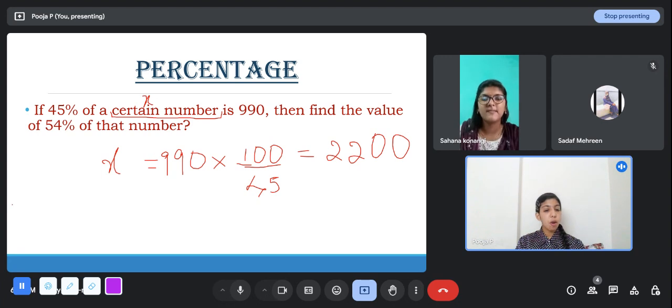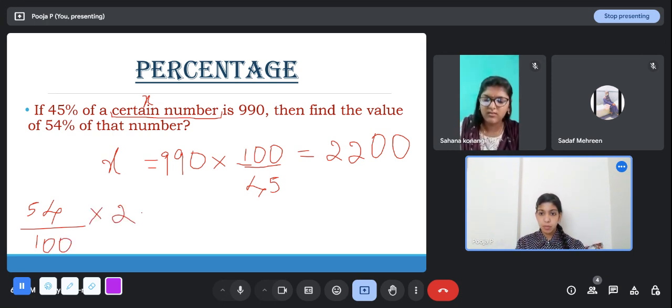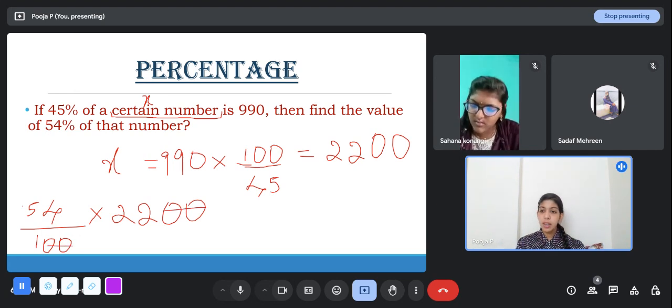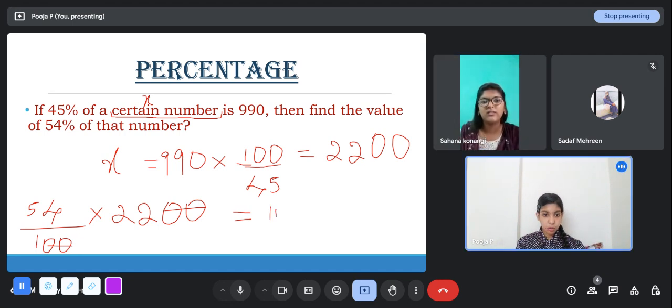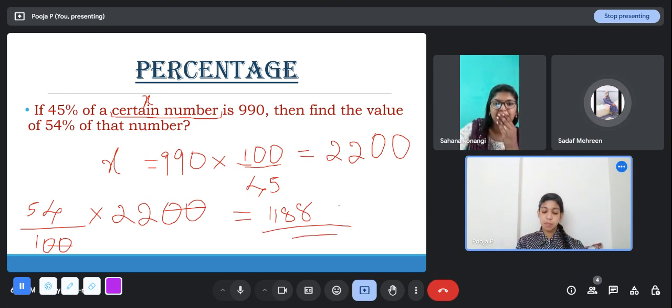So they've asked 54% of 2200. So when we talk 54%, it is 54 by 100 into 2200. So it's a direct calculation of 54 into 22. So what's the answer? 1188. Wonderful. So is this question clear with both of you? Yes, ma'am. Well done.